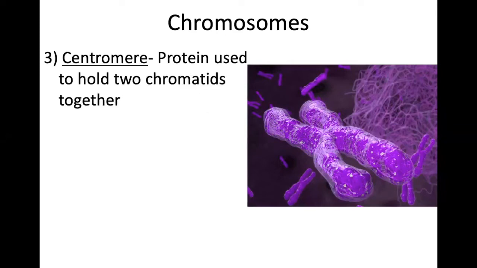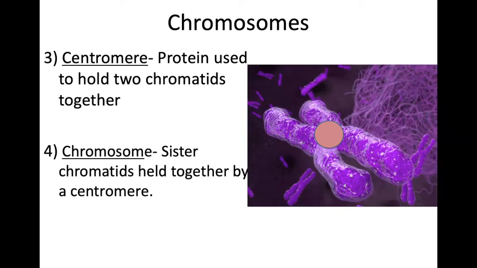And they're held together by a protein called a centromere, which I don't have here. Future me is going to edit that in, where you have a little bit of protein, maybe drawn as a dot right here, called a centromere, holding those two chromatids together. That's what's going to help keep us organized. And this whole structure, the two chromatids held together, is known as a chromosome. Two sister chromatids held together.